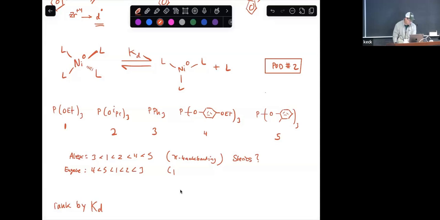Okay, yeah. So you're making also a pi back bonding argument, but giving a different rationale for why you might expect different phosphites to be better or worse back bonders. Is that a fair summary of your analysis? Okay.